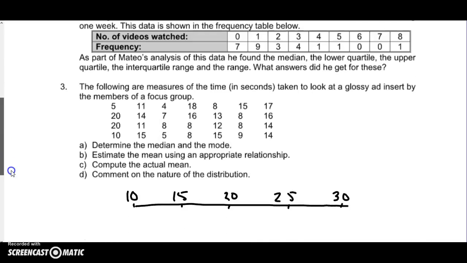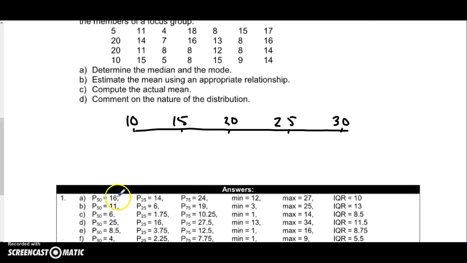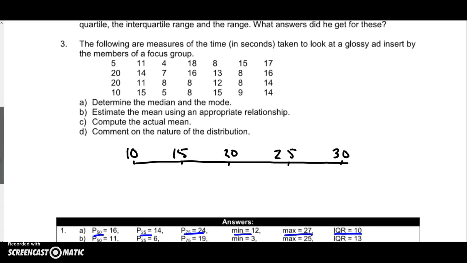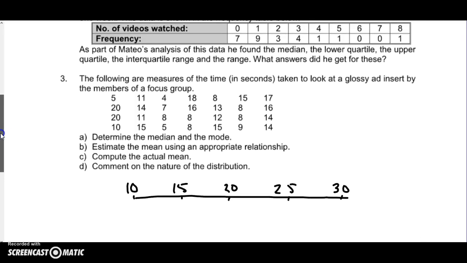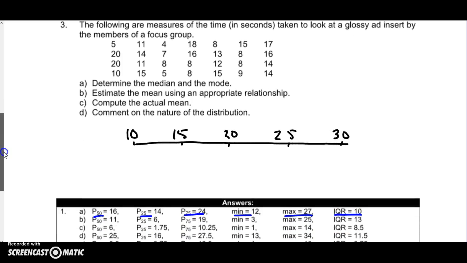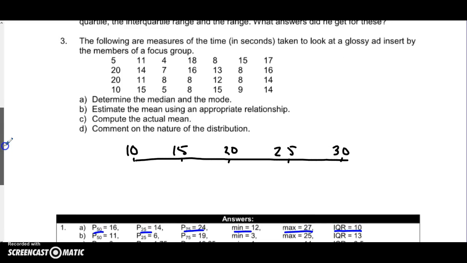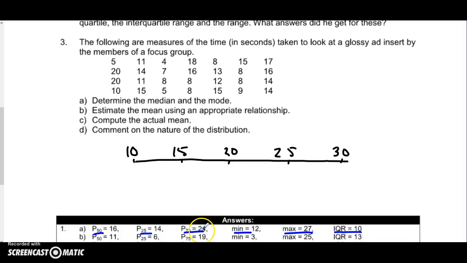Okay, so the first group of data. I'm going to cheat a little bit. You're going to have to find the median, the first quartile, the third quartile, the minimum value, the maximum value, and the interquartile range. I'll get to all that in a second. So you figure out the median, the way we've done it with the 50th percentile. In this case, for number one, it's 16. You find out the first quartile is 14, and the third quartile is 24.